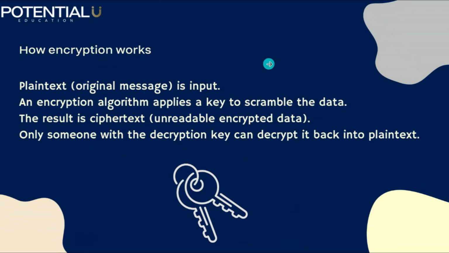Right. So how encryption works. Plain text, so the original message, is input. An encryption algorithm applies a key to scramble the data, and then the result is ciphertext, which is just completely unintelligible nonsense. And only someone with the decryption key can decrypt it back into plain text.